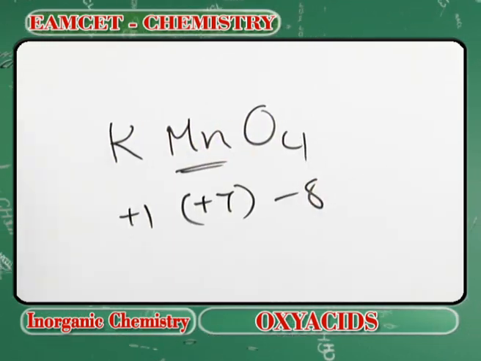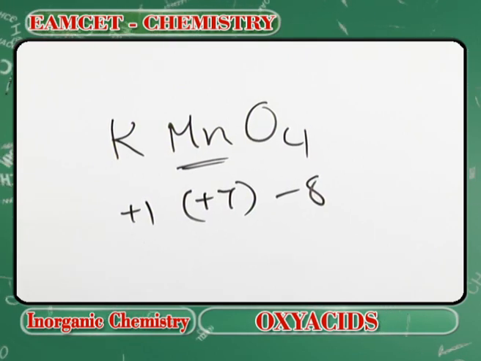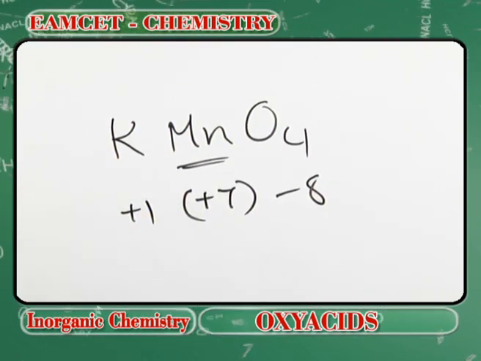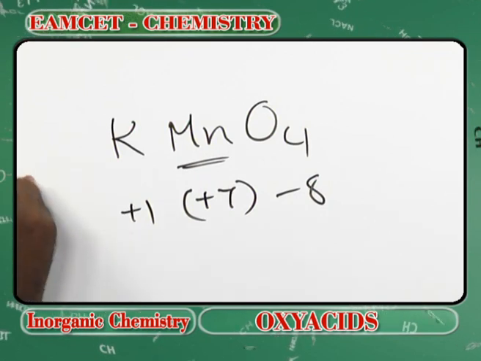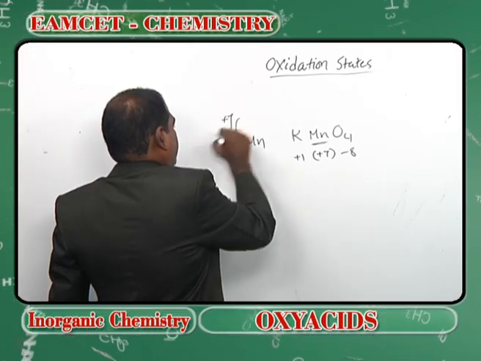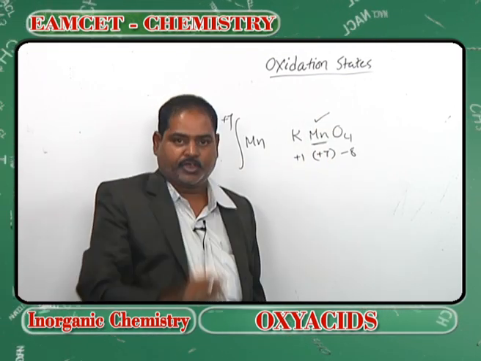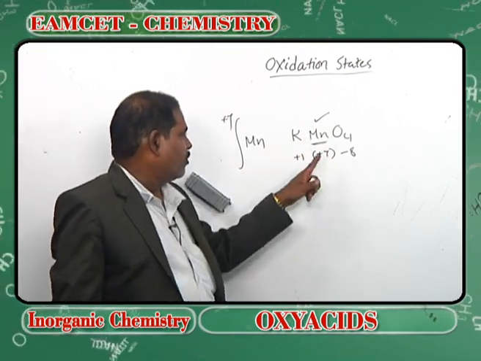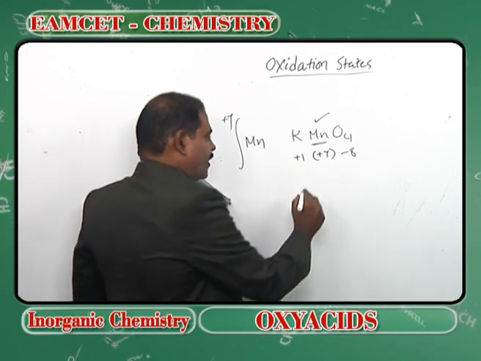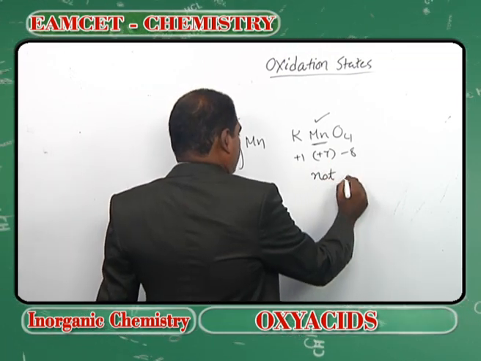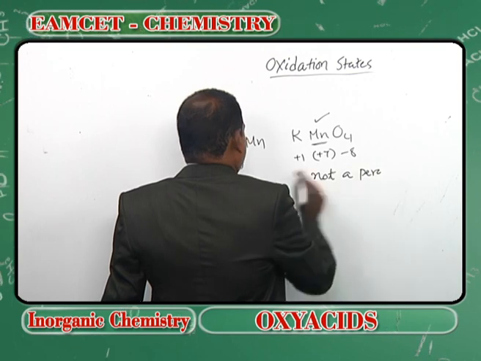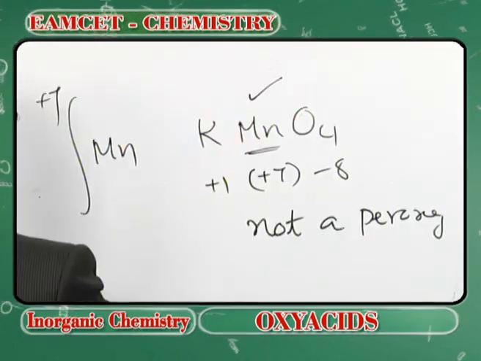Manganese here is asked to lose 7 electrons and manganese is happy losing 7 electrons because it can go as high as +7. Getting my point? So, manganese has no objection. Then why should you have any objection? So, KMnO4 +7, therefore it is not a peroxide. You don't have a peroxy bond. Not a peroxy bond. O single bond is not there.